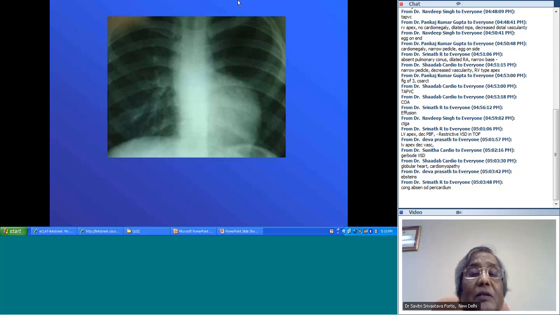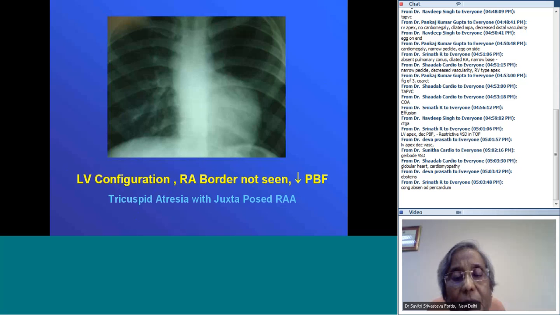If I keep it there. Slow, okay, for tricuspid atresia. The configuration is also very typical of tricuspid atresia. Broad apex. The left ventricle without the RV looks like this, with a broad apex.